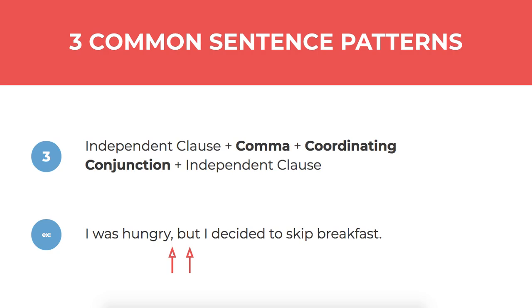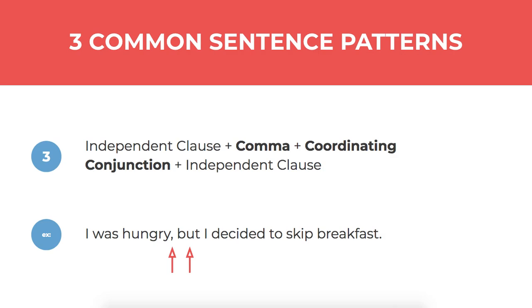Independent clause plus comma plus coordinating conjunction plus independent clause. Now, we're going to talk a little bit more about run-on sentences in the future. However, know for now that a lot of run-on sentences happen when we don't correctly combine independent clauses. So you'll see here that we have two complete sentences. I was hungry and I decided to skip breakfast. We are joining them with a comma and a coordinating conjunction. If you don't have both of those parts, it's incorrect. And we'll go over that in more detail later.